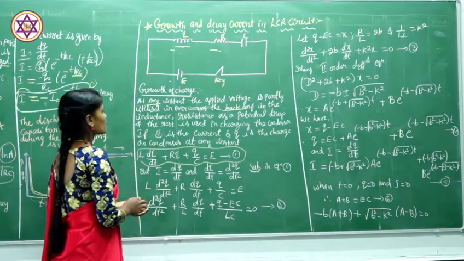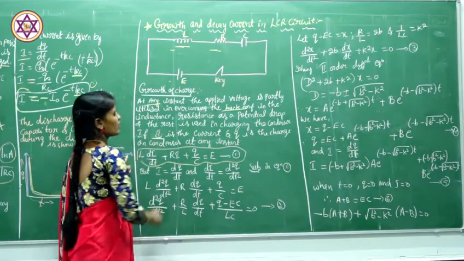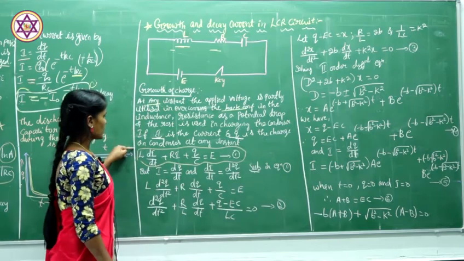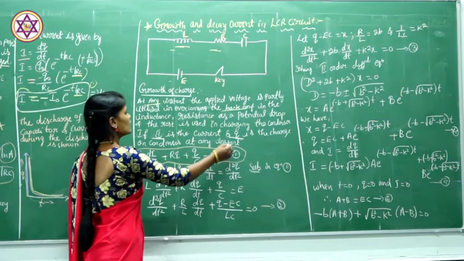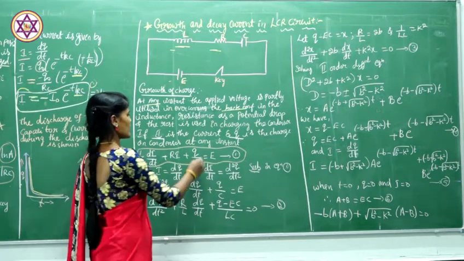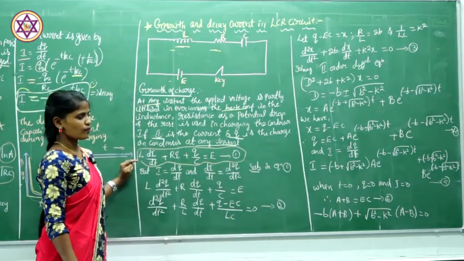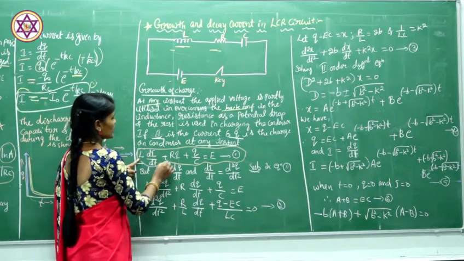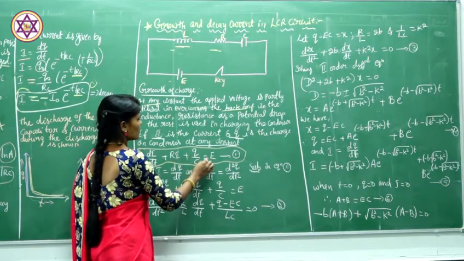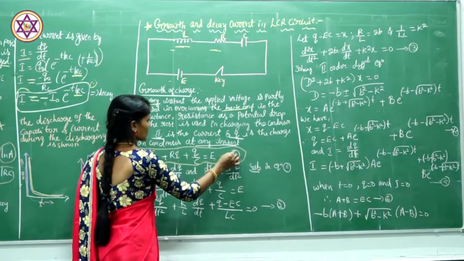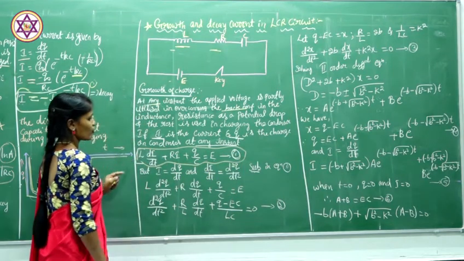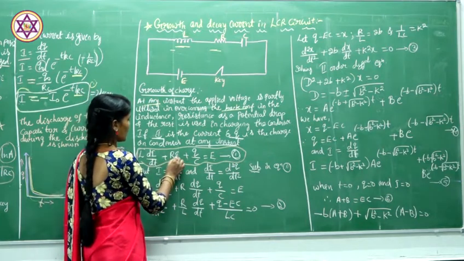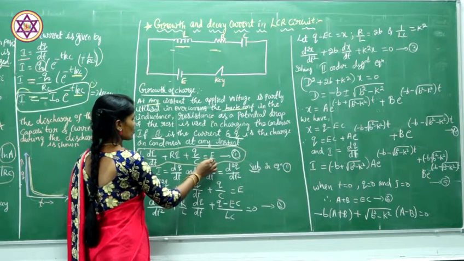Let us consider I as the current and Q as the charge on the condenser at any instant of time. Let us consider the equation. L into di by dt plus Ri plus Q by C is equal to E. This is the expression for the electromotive force equation: L into di by dt plus Ri plus Q by C is equal to E.